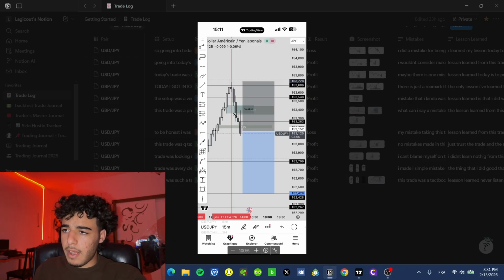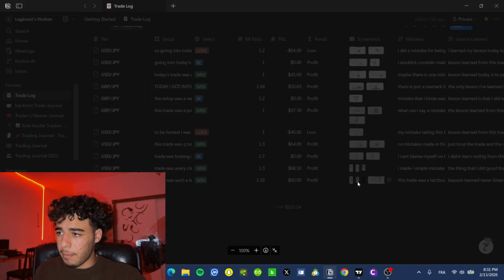We also have a 15-minute fair value gap right here, a bearish fair value gap, and we broke the structure on the 15-minute time frame, and we invalidated another inverse fair value gap. With that, I scaled down to the lower time frame.